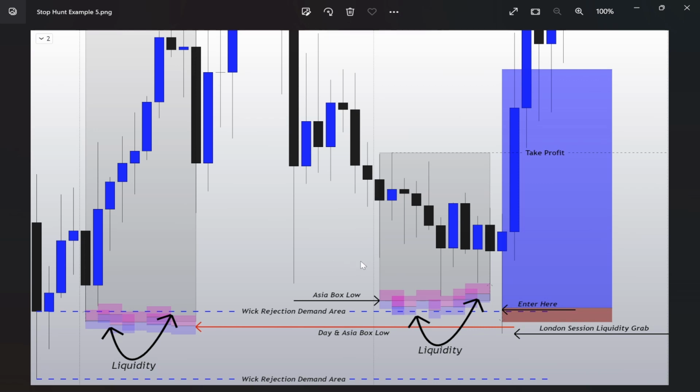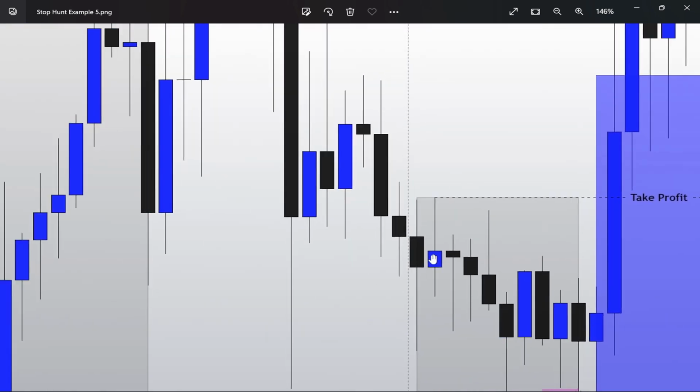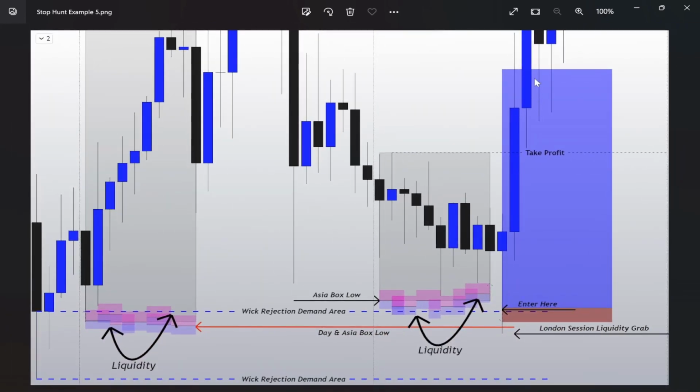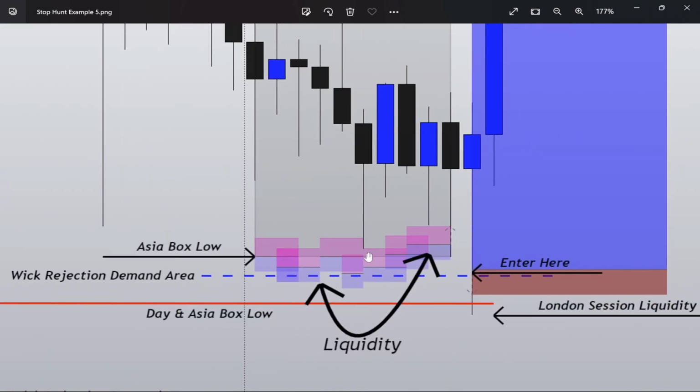So how do we capitalize on stop hunts that happened during the London session? Once again, here we have the Asia session. During the Asia session, the market usually consolidates and accumulates orders. The price contracts and the volume is pretty low during the Asia session in comparison to the London session, as you can see right here. So this is the Asia box low.